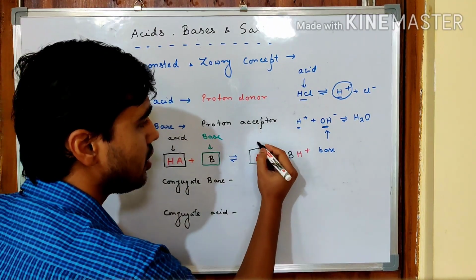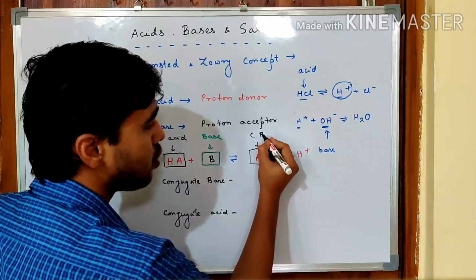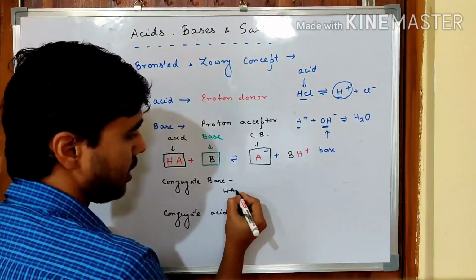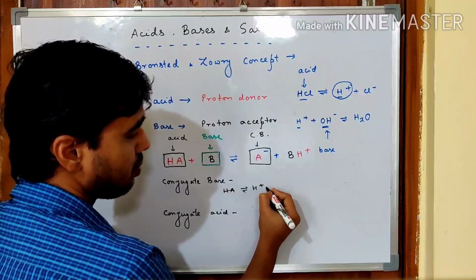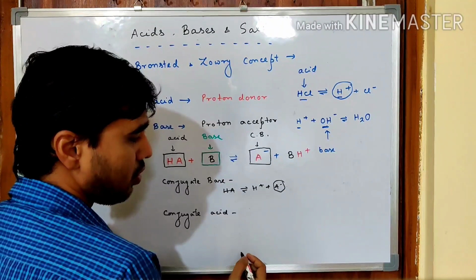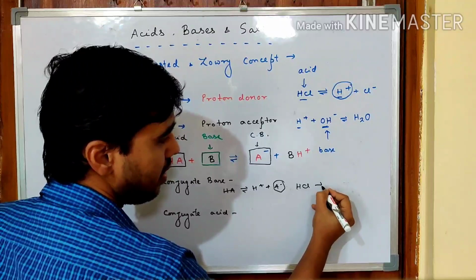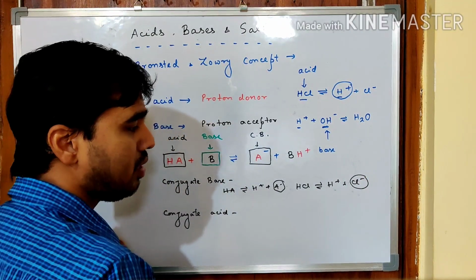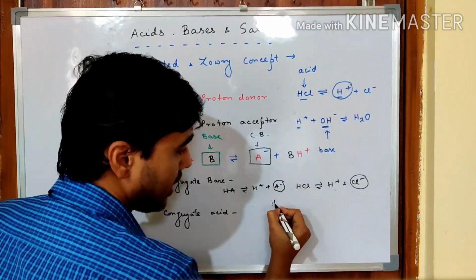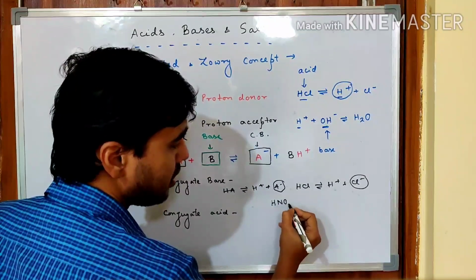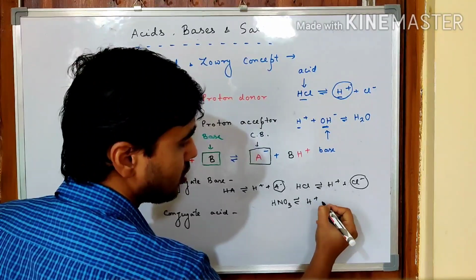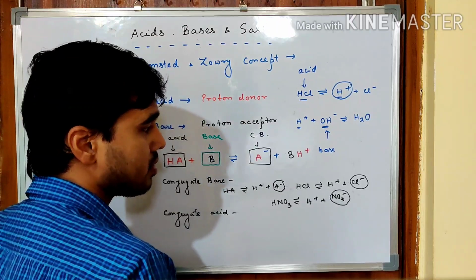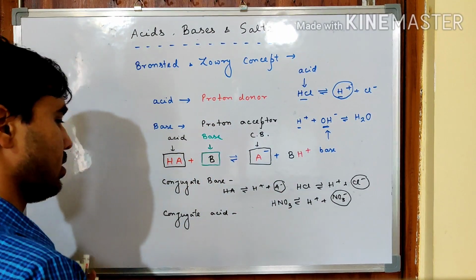So according to this theory, this part is conjugate base. CB I am writing. So if I take, say for an example, HA, when it loses H plus and A minus, this becomes the conjugate base. If I take HCl, when it loses H plus, the Cl minus remains, it becomes the conjugate base. If I take HNO3, for the same logic, it loses H plus and NO3 minus remains, so this is the conjugate base.